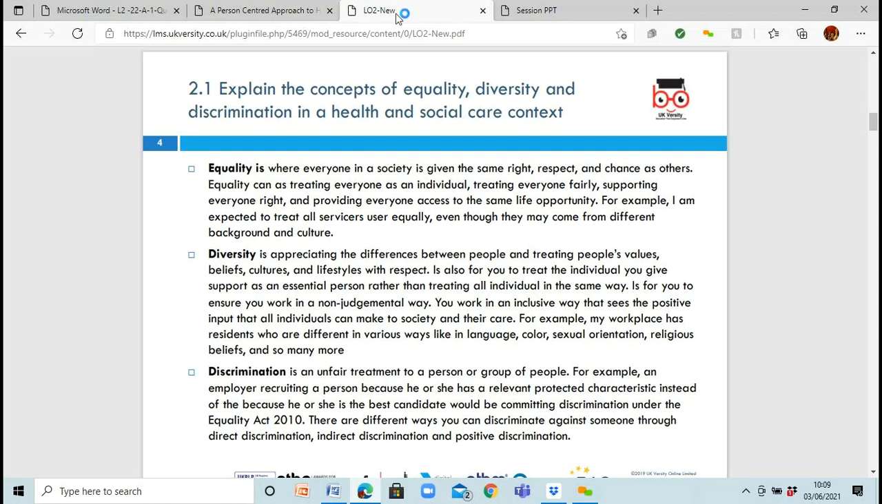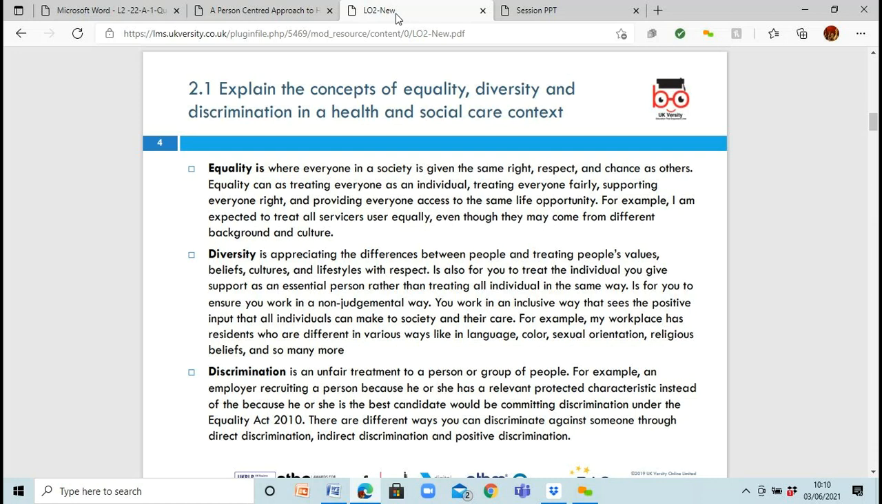An example of this could be my workplace, which has residents who are different in various ways. They've got different languages, different skin color, different sexual orientation, different religious beliefs and so on. But that doesn't mean I'm going to treat somebody of a different sexual orientation to me in a different way, or treat someone of a different religion to me badly. You're going to make sure that you treat everybody with respect for who they are as an individual.